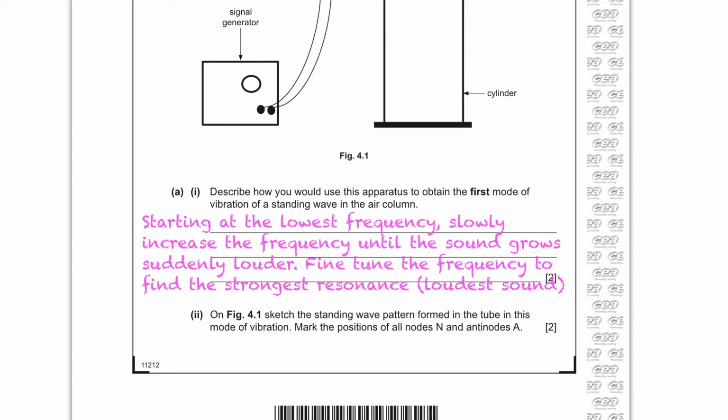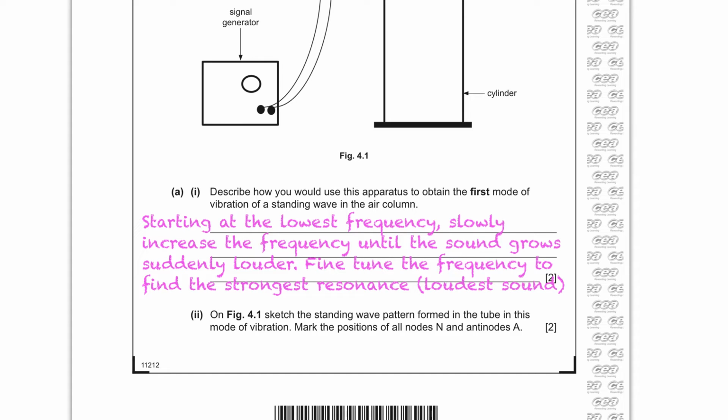Part 2. On figure 4.1, sketch the standing wave pattern formed in the tube in this mode of vibration. Mark the positions of all nodes and all antinodes. Okay, so remember an open-ended tube has an antinode at the open end and a node at the closed end. So there's a reflection there. So in theory, the first mode of vibration is just a quarter of a wave.